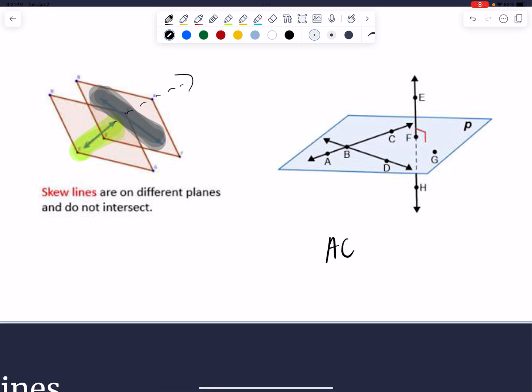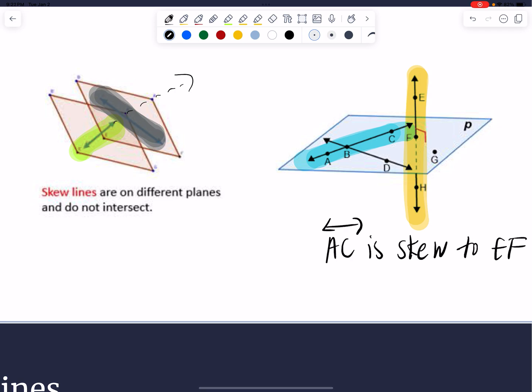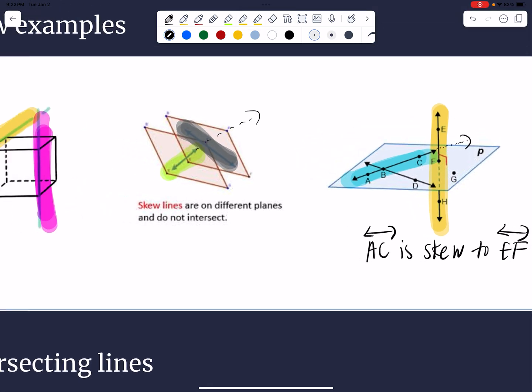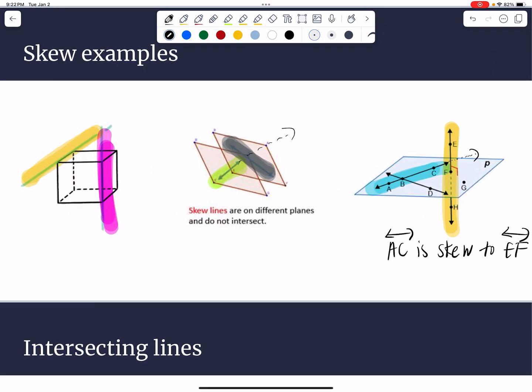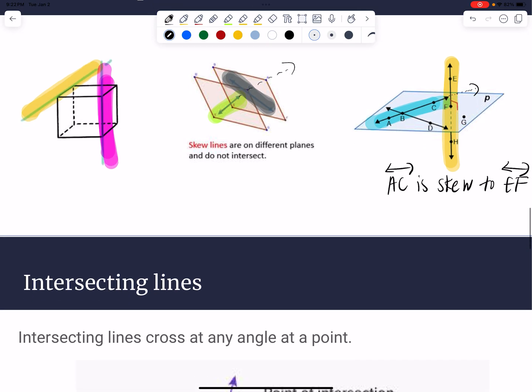We would say that AC, line AC, this one that I'm going to put in blue. Hold on one second, let me highlight that. AC would be skew to EF, because AC would be happening behind this yellow line. So I show that it's dotted just to show that it's happening behind. There is no symbol that we have easily figured out for skew, so we just write is skew to.